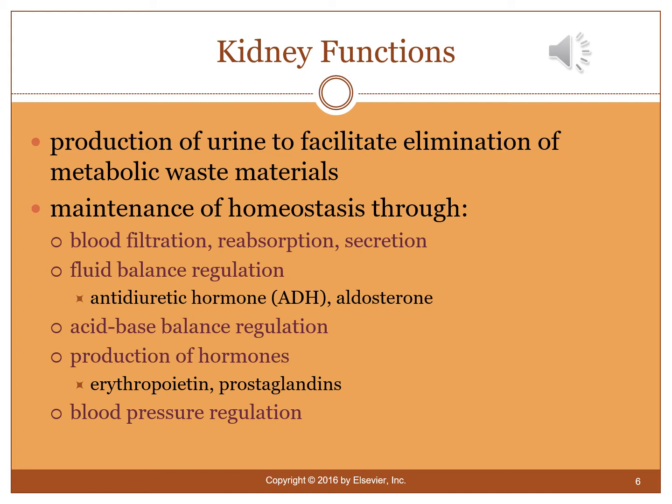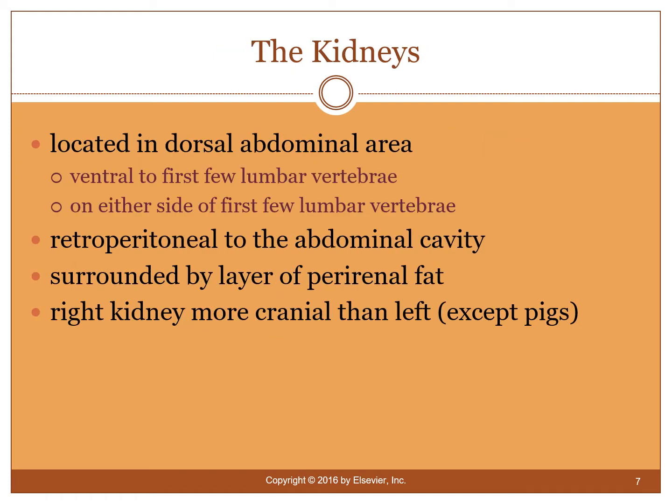Erythrocytes are red blood cells, and most hormones end in IN. So erythropoietin is the red blood cell hormone, and if a cat has chronic kidney disease, they often are anemic because they have a lack of this hormone telling the bone marrow to produce red blood cells. And lastly, blood pressure regulation.